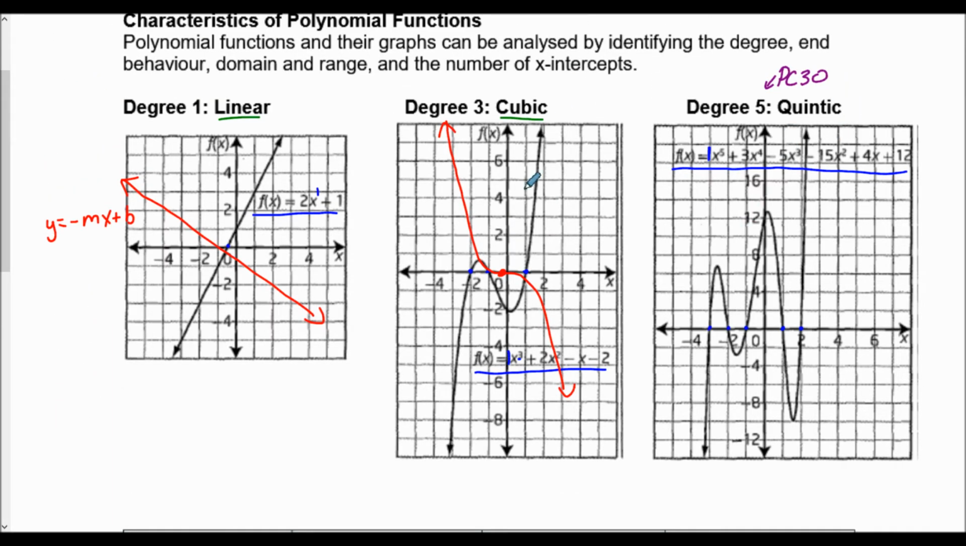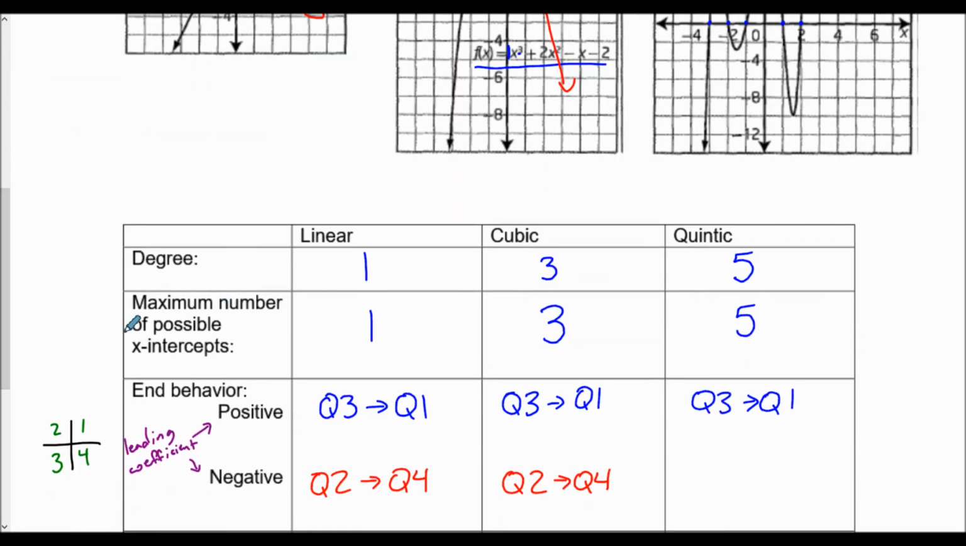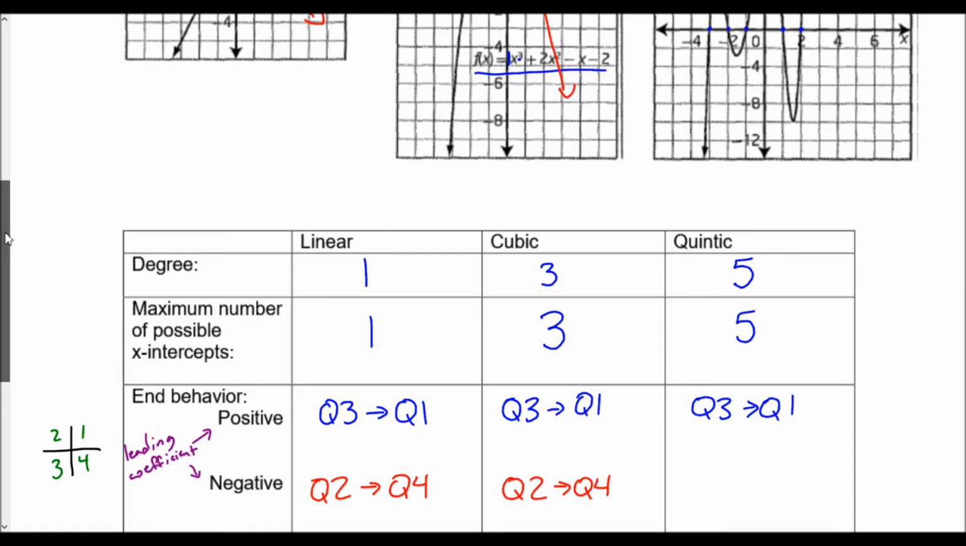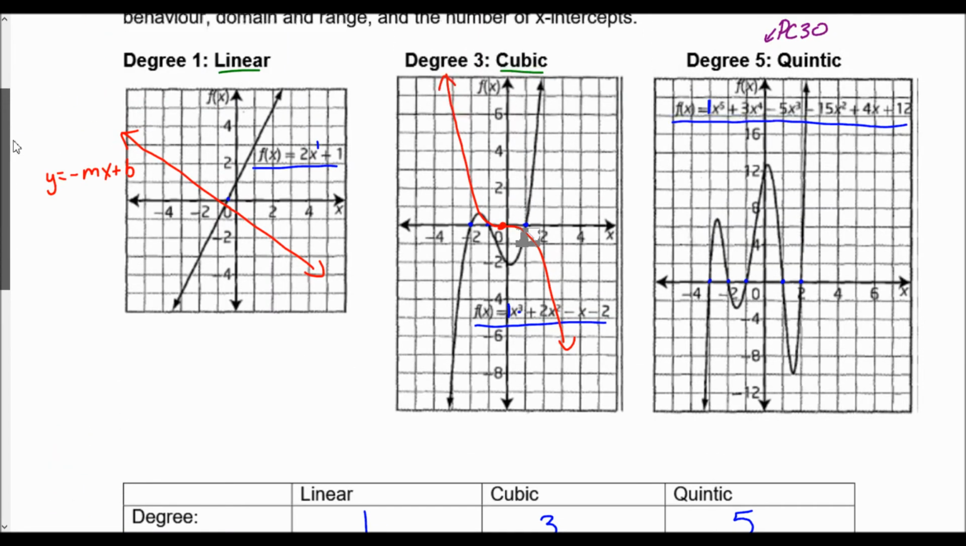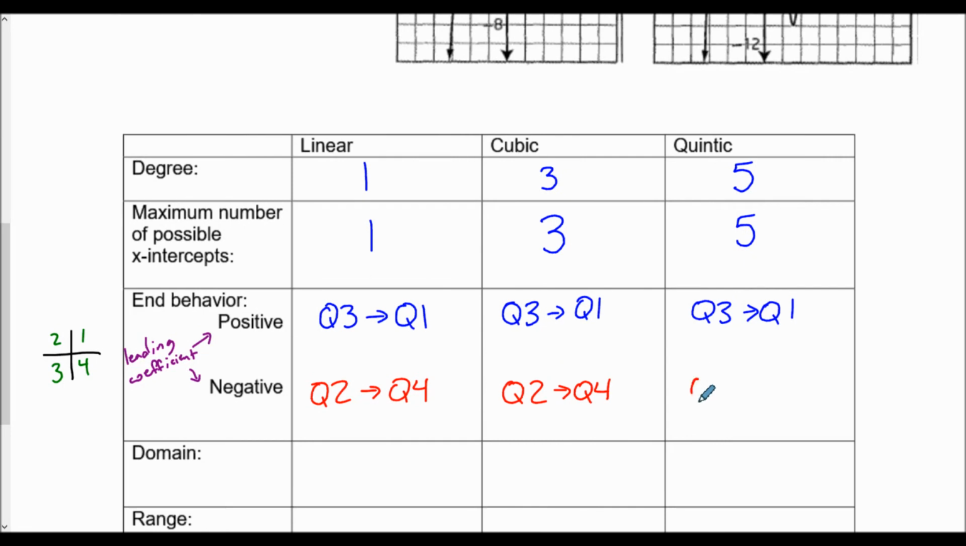For a quintic, sorry, just go back one more thing. So our maximum number of x-intercepts. Now we do have a minimum number of x-intercepts for these linear, cubic, or quintic polynomials. But a quintic could possibly have 1, 2, 3, and if it just touches, it could actually have 4 x-intercepts. But a negative quintic has the exact same end behavior as a negative linear and as a negative cubic. It starts in quadrant 2 and ends in quadrant 4.